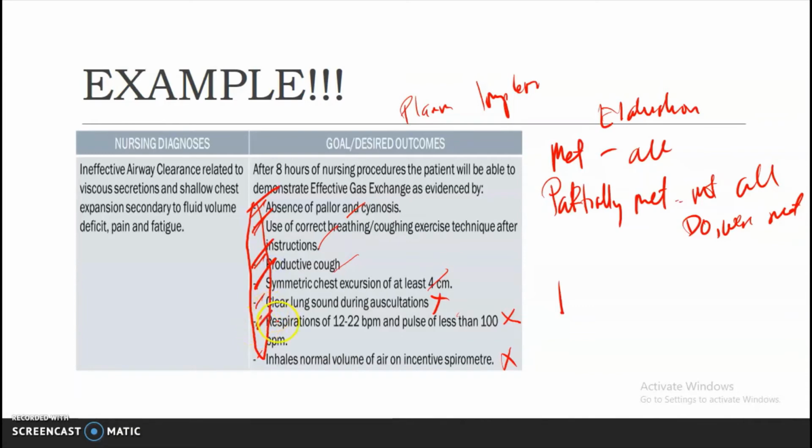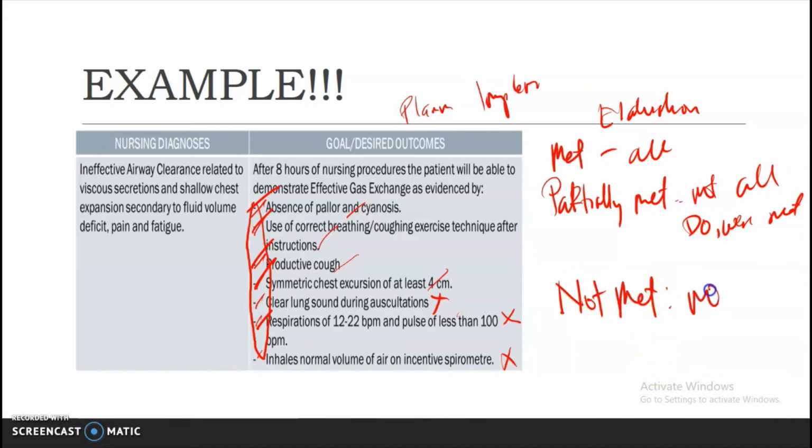Respiration is still above normal. Pulse rate is still above normal. Lung sound still has crackle sounds. And in terms of incentive spirometry, the patient's incentive spirometry is still not within the normal range. It means that after the nursing care plan was implemented, nothing has changed in terms of the desired outcomes that we have set. So you're going to tag or conclude it as not met.